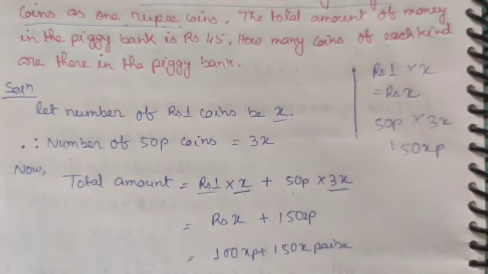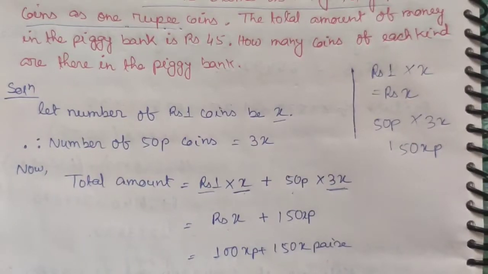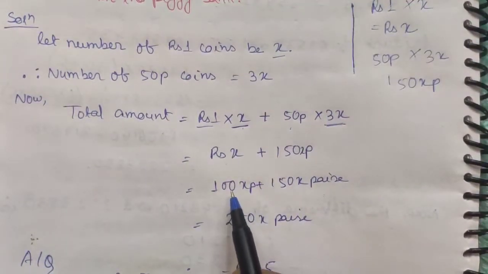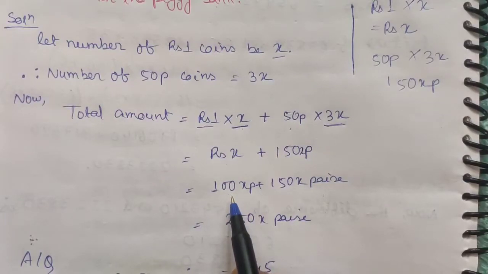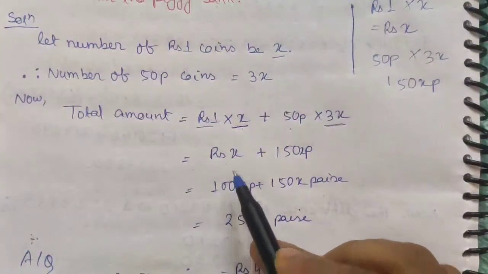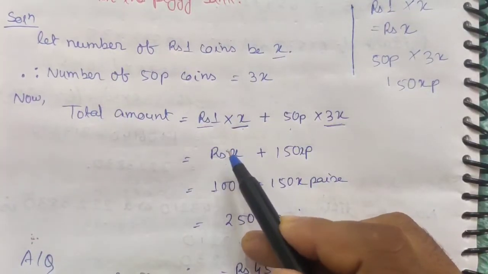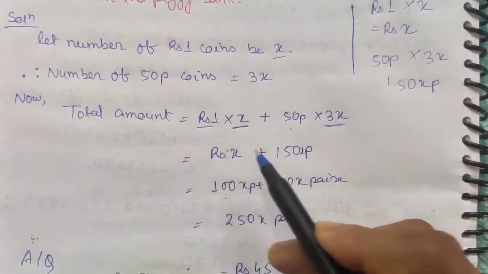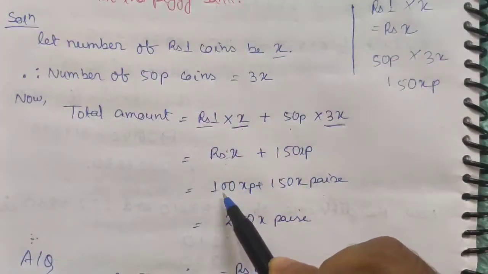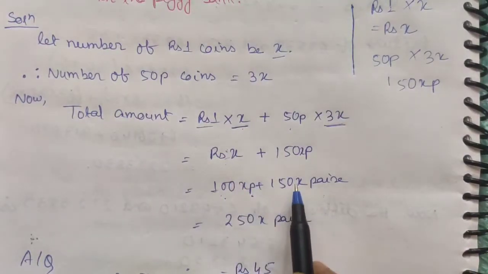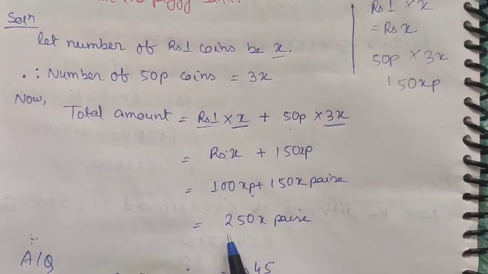As there are paise, another term is paise. So if we convert this rupees 1 into paise, it will be 100 paise. Clear? So 100 paise times x, we have converted this 1 into 100 as it is rupees. So when we convert into paise, it will be 100x paise plus 150x paise. So all total it will be 250x paise. Clear?